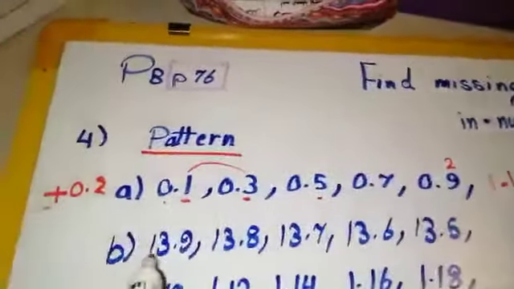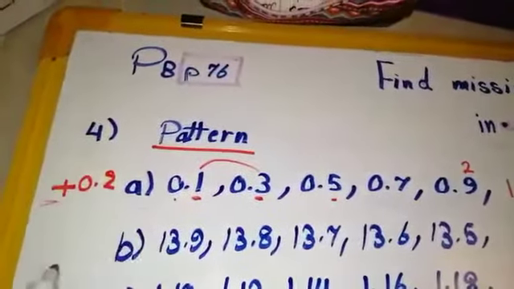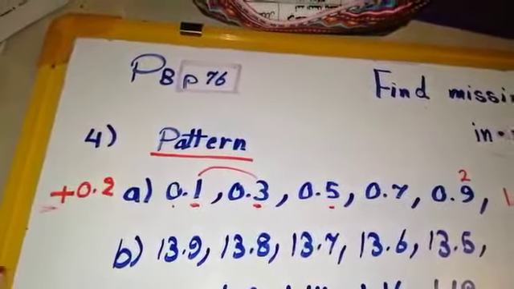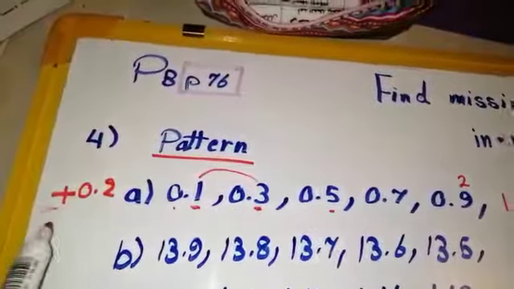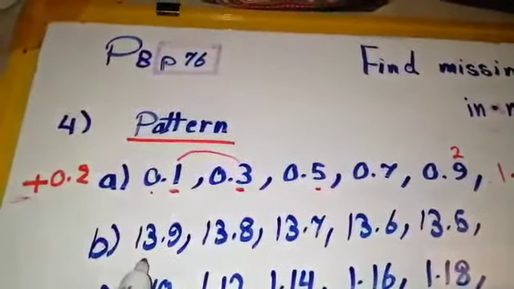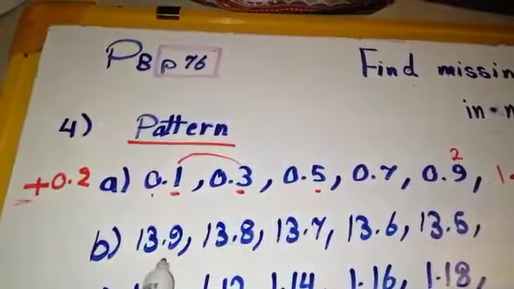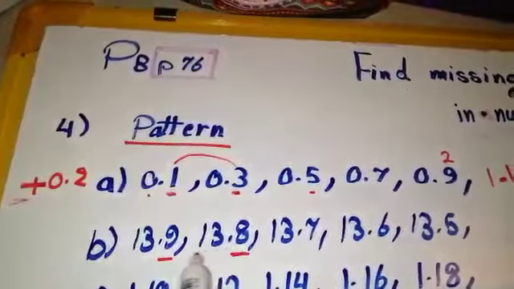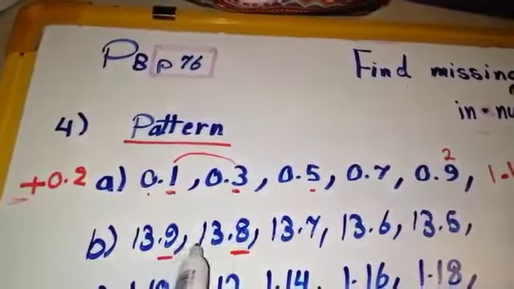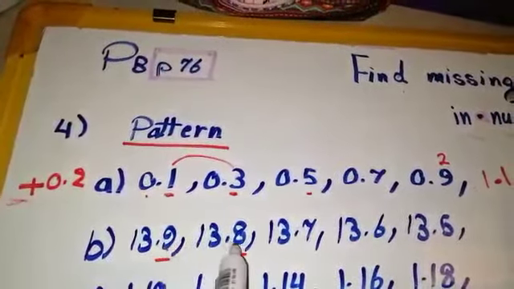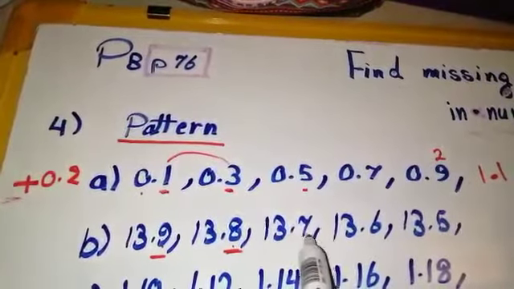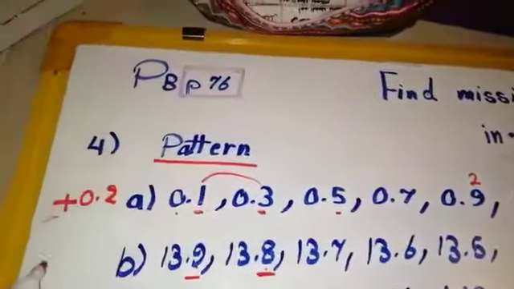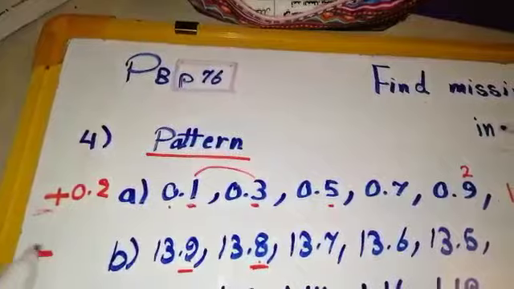Okay, let's see the next one here. First, I have to find the sign of the key. Is the sign plus or minus? Here I have 13.9, 13.8. So what do you think? Is it getting bigger or getting smaller? It's getting smaller because here I had 9 and then it became 8, then 7. Okay, so it's getting smaller, which means the sign is minus here.